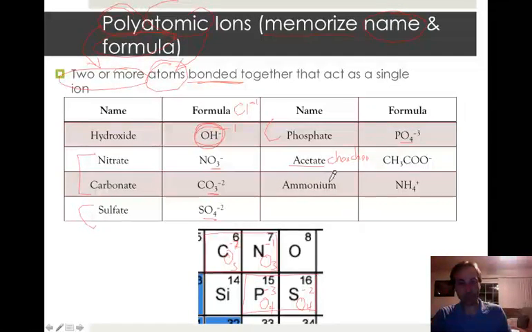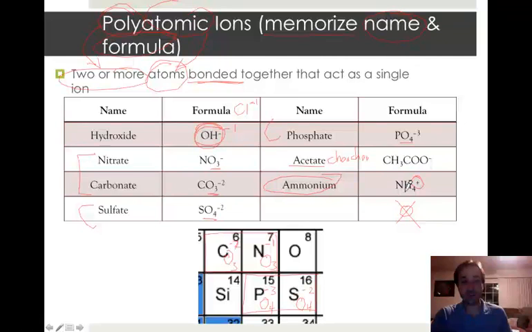Ammonium has a weird name. Okay, notice all the rest of these are ides or 8s. Okay, even acetate had an 8 on it. They're all negatives, right? Ammonium, the only one without one of the special names like 8 or ide, ammonium is the only one with a positive charge. It is also the only formula that does not have an oxygen in it. It's NH4.